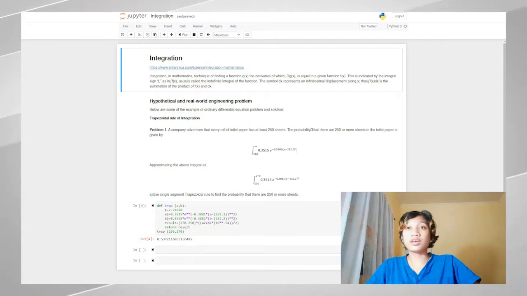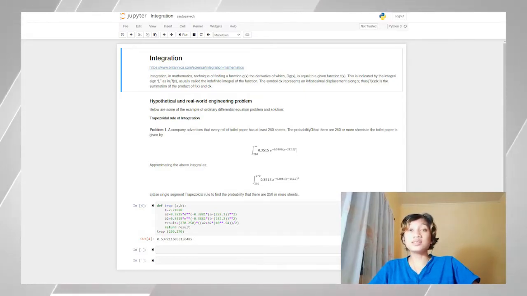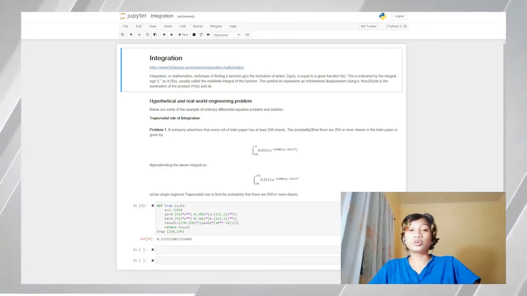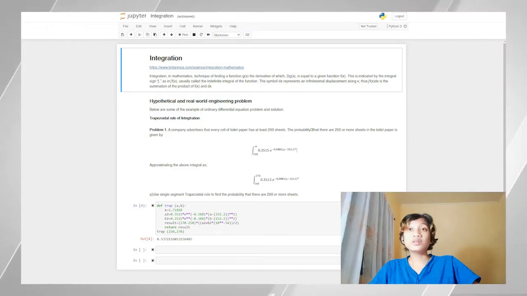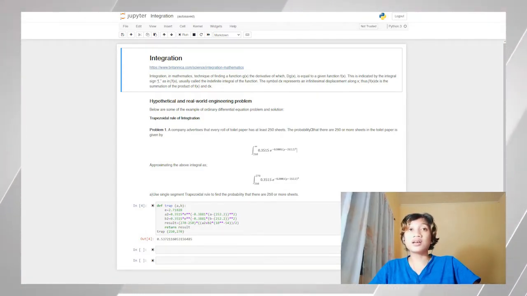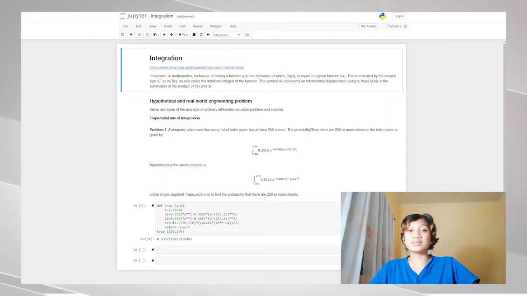So for part 3, integration, a little background about integration. Integration in mathematics is a technique of finding a function g of x, the derivative of which, dg of x, is equal to a given function. This is indicated by the integral sign, as in the integral of f of x, usually called the indefinite integral of the function. The symbol dx represents an infinitesimal displacement along x. Thus, the integral of f of x dx is the summation of the product of f of x and dx.